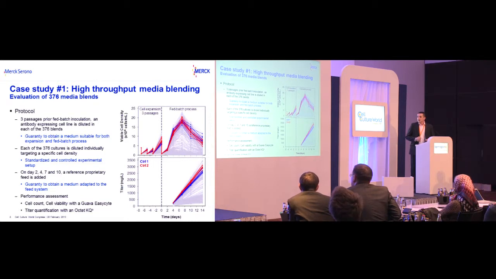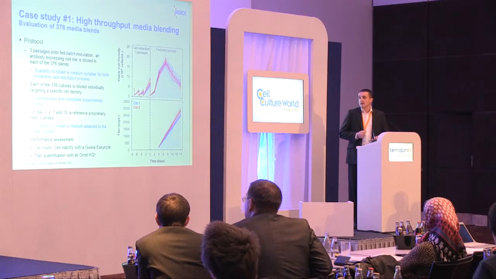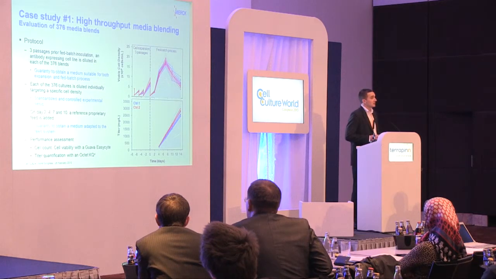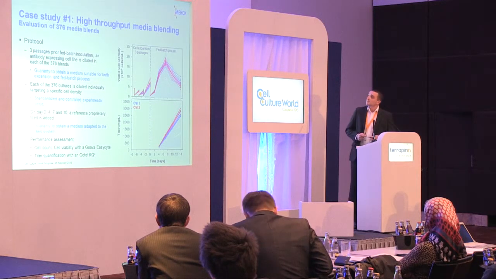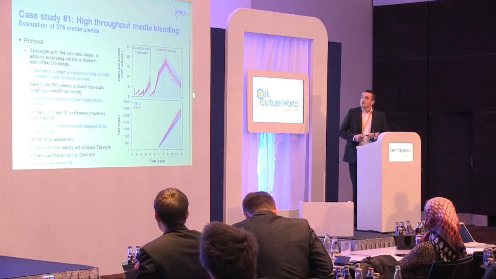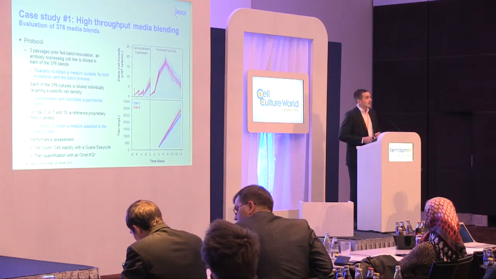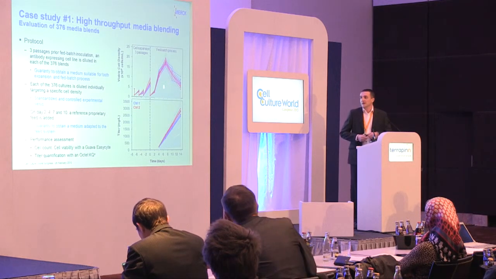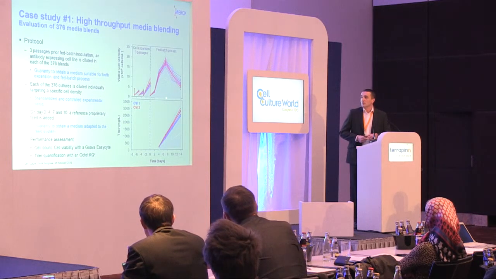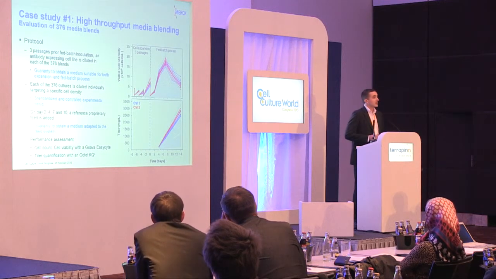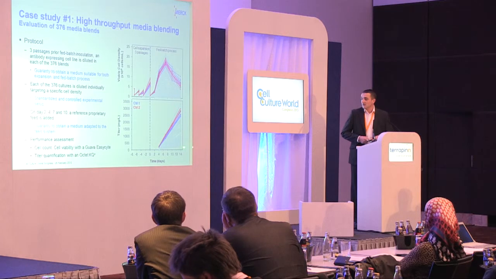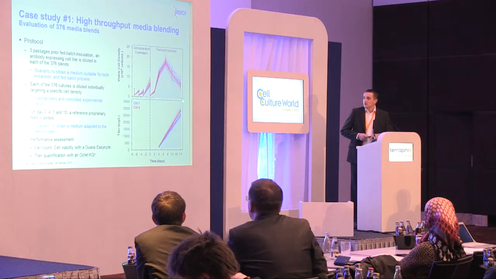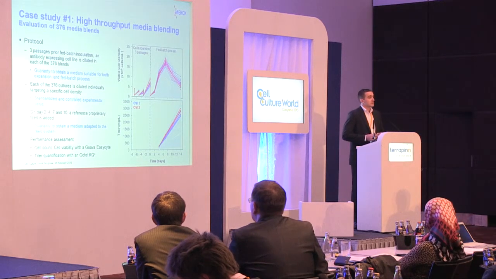For performance assessment, we did cell counting and cell viability using the Guava, and titer quantification with the Octet FortiView. Here you have an overview of the results that we obtained. As you can see, the range of results is really big, from almost no growth to almost 25 million cells per mL. And for titer, it was the same, from very low titer up to 3, 3.5 grams per liter.